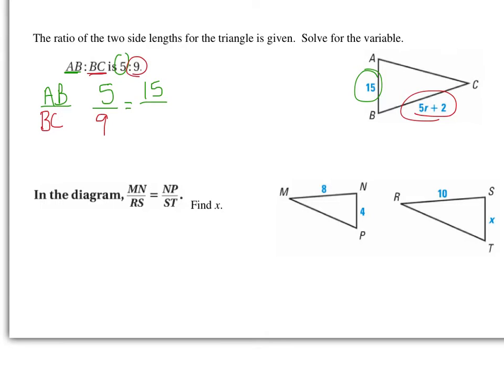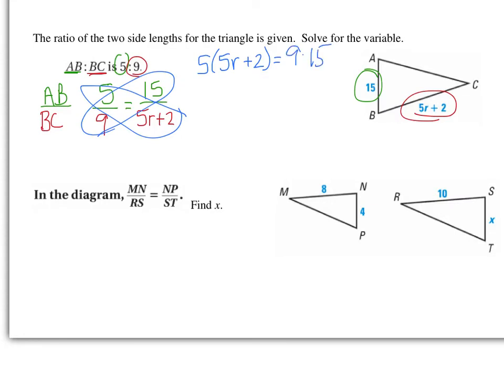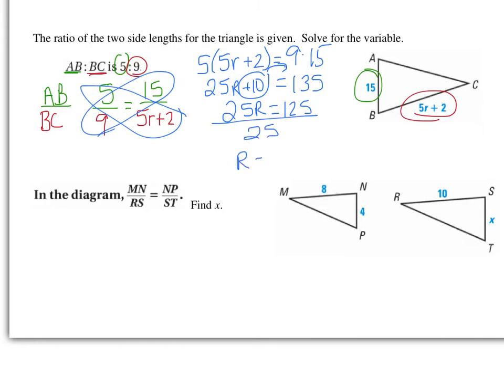And then for the 9, that corresponds to the 5r plus 2, and now we can cross multiply to solve this. So we need to distribute our 5, and then also multiply 9 times 15 together. So on the right we get 135, on the left we get 25r plus 10, and when we subtract our 10 over, I'll have 25r equal to 125. Once I divide by 25, my r ends up being just a plain 5 in that first one.